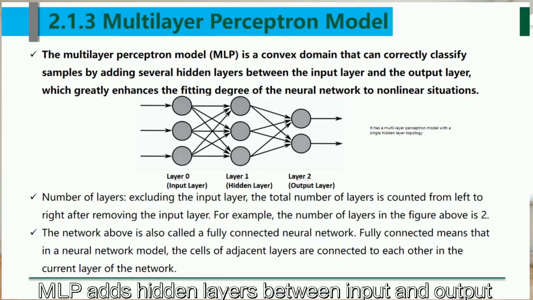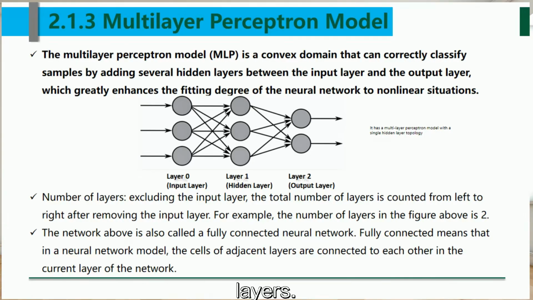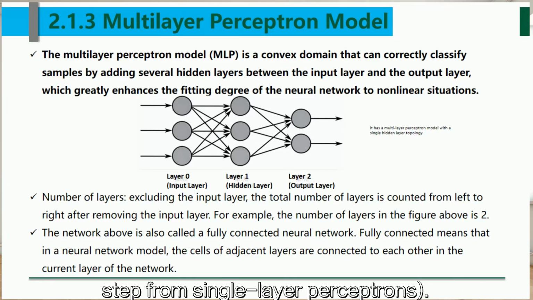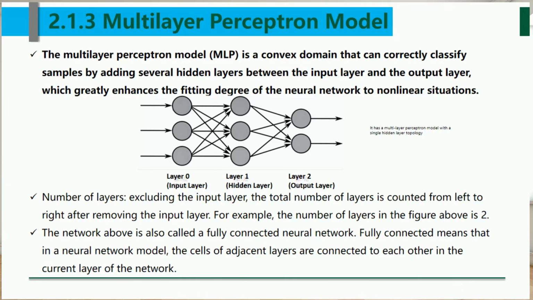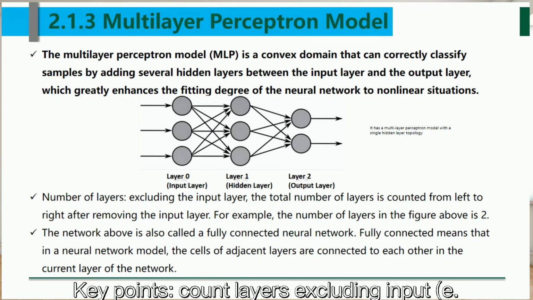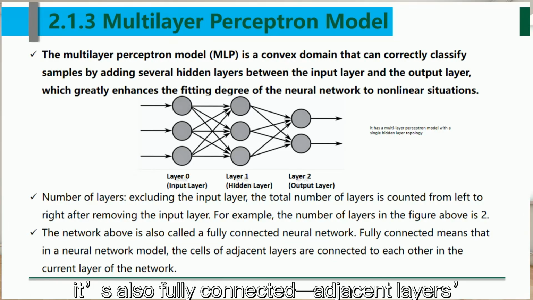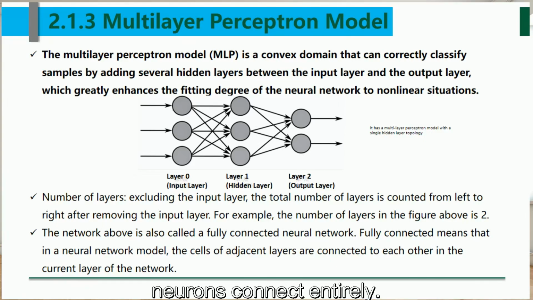MLP adds hidden layers between input and output layers. This lets it handle nonlinear problems, a big step from single-layer perceptrons. Key points: count layers excluding input. For example, 1 hidden plus 1 output equals 2 layers. It's also fully connected. Adjacent layers' neurons connect entirely.